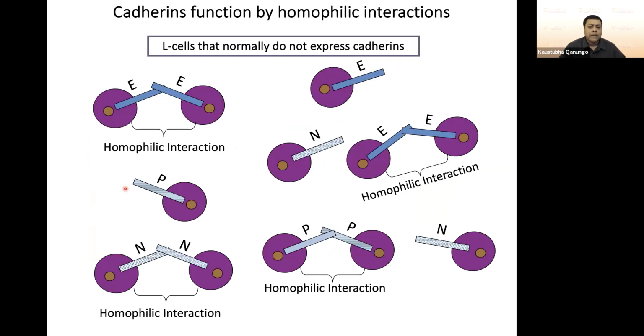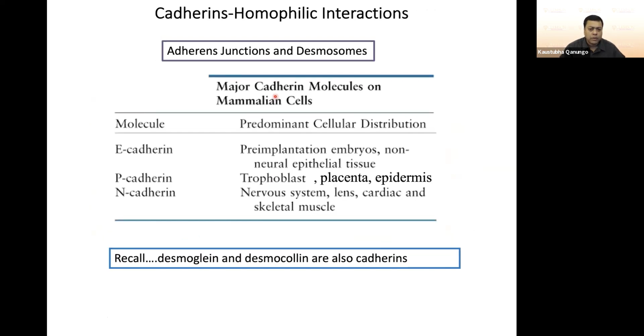So the next thing that we talked about is that this is a homophilic interaction. So E-cadherin only binds with E-cadherin. Same thing for the P-cadherin and N-cadherin. So E with P, or P with N, or N with E, they will not interact.